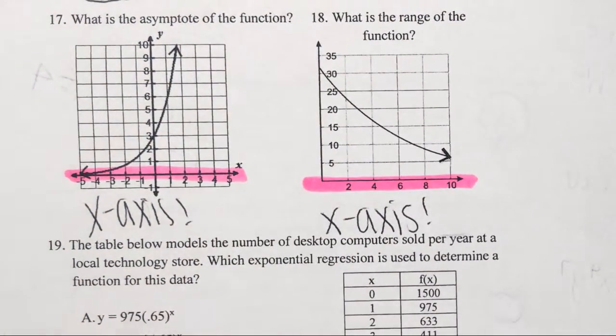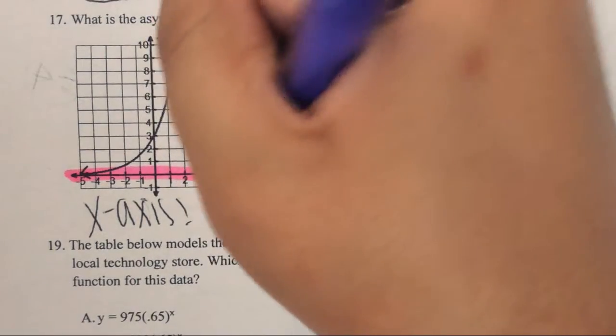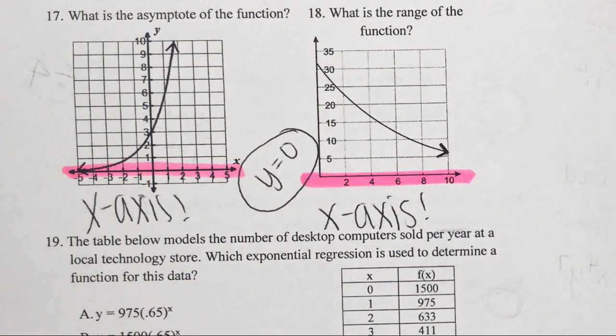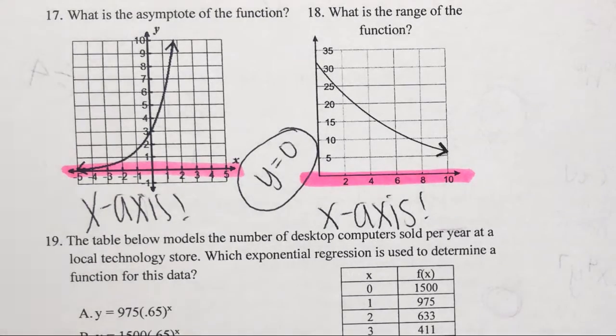When you go to Algebra 2, you'll get different answers. Another way to write x-axis is y equals 0. So the answer is x-axis. The answer is your x-axis. Okay?